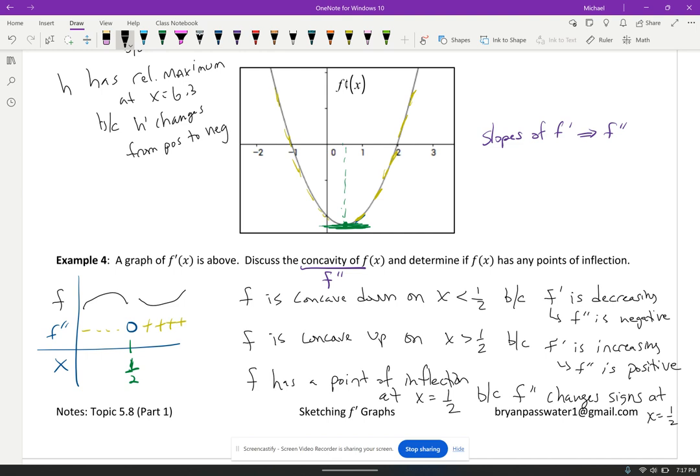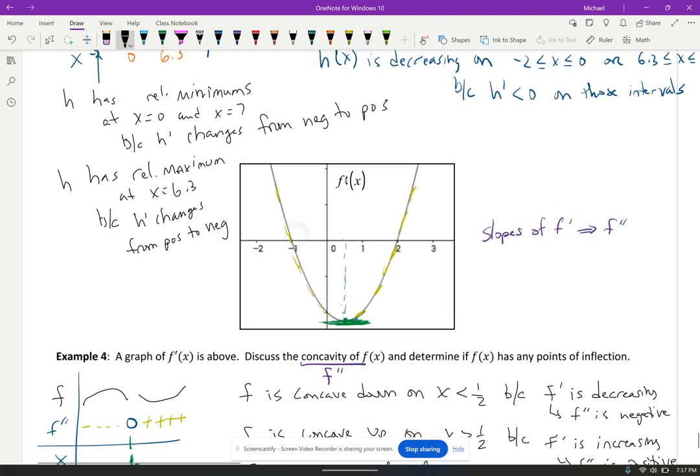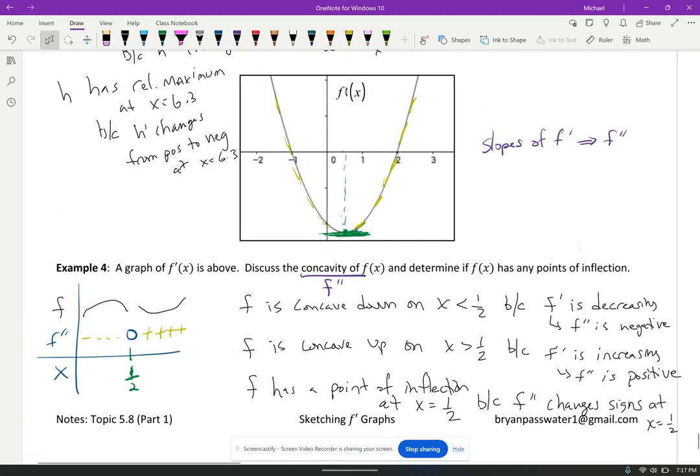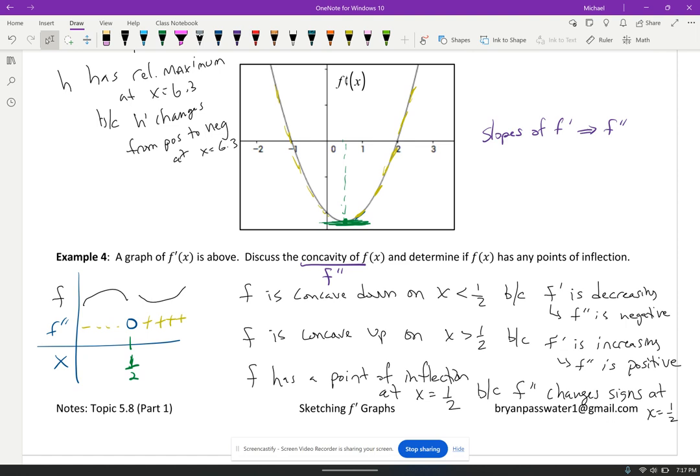And really, maybe that's what we should have written up here as well, right? h has a relative maximum at x equals 6.3 because h prime changes from positive to negative at x equals 6.3. Same thing here. h changes from negative to positive at x equals 0 and x equals 7. But example 4 shows us that we can analyze the concavity of a function given the first derivative graph by looking at the slopes of the first derivative in order to determine concavity and points of inflection.